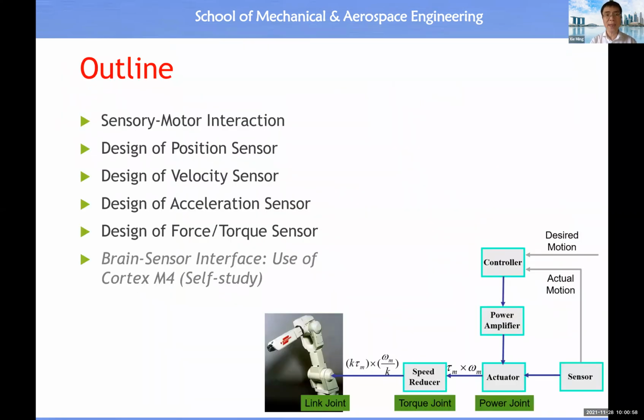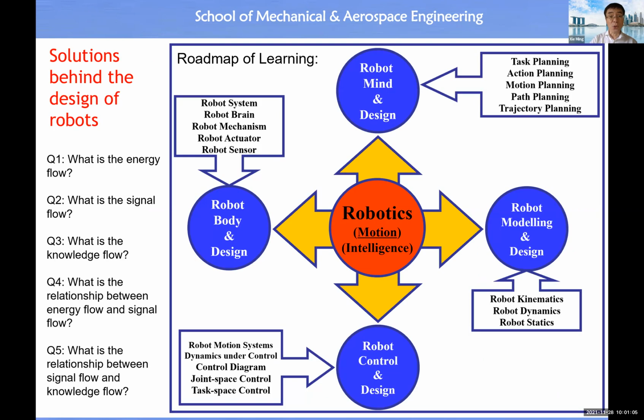So now we enter the study of lecture 5 in module 2. This will be the last lecture in module 2. By now, we have already studied the background knowledge behind the design of a robot's brain, the background knowledge behind the design of a robot's mechanism, and the background knowledge behind the design of a robot's actuator.